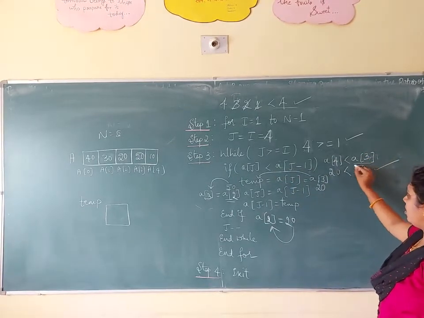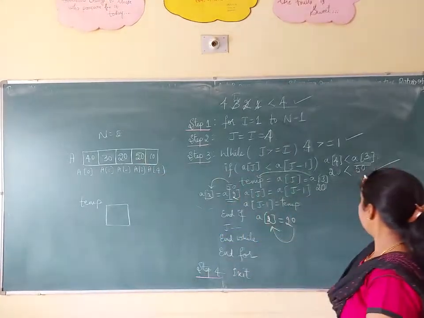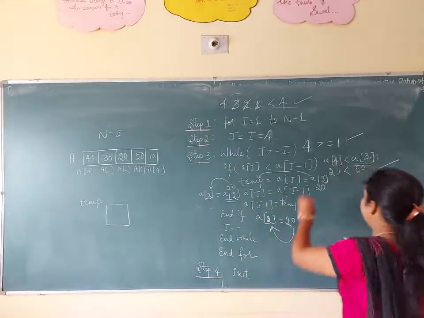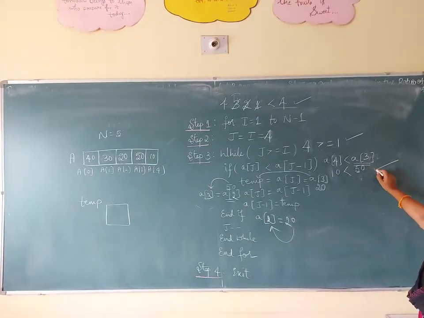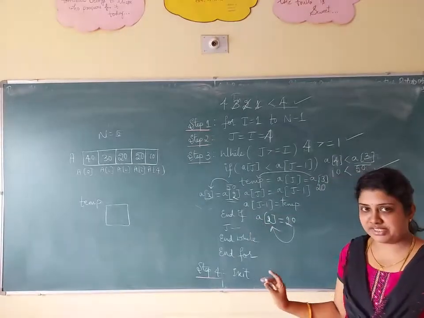3. See, in A of 3 we have an element 50, and in A of 4 we have an element that is 10. 10 is less than 50. Yes, the condition is true. If the condition is true, these three statements are executed.